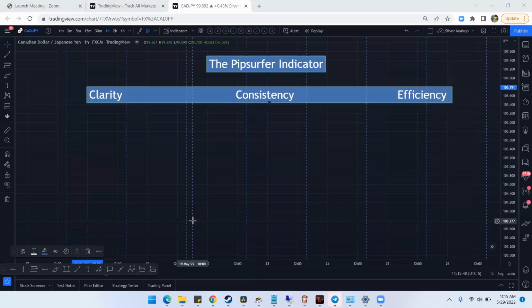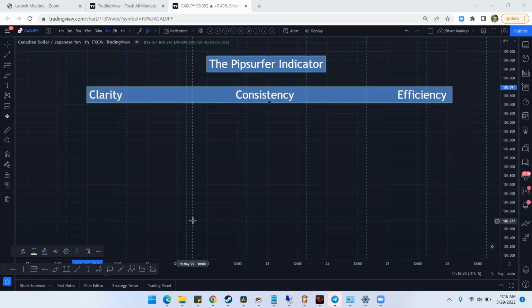All right, in this video, we're going to be going over the Pipsurfer Indicator. The Pipsurfer Indicator was designed to give traders three things: clarity, consistency, and efficiency. Because over the years of teaching people how to trade, I understood that it's not just enough to know what you're trading. It's not just enough to have a means of doing it, but to be able to be consistent and efficient and be completely clear on what you're doing are the three main keys to being a successful trader. So Pipsurfer helps provide that.